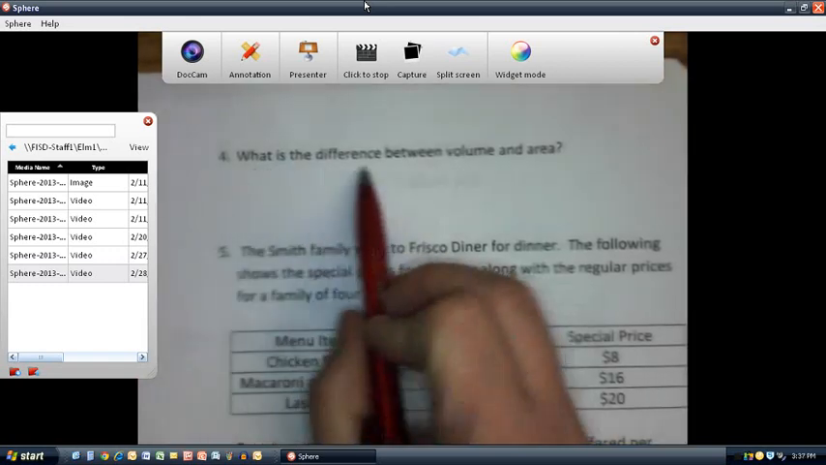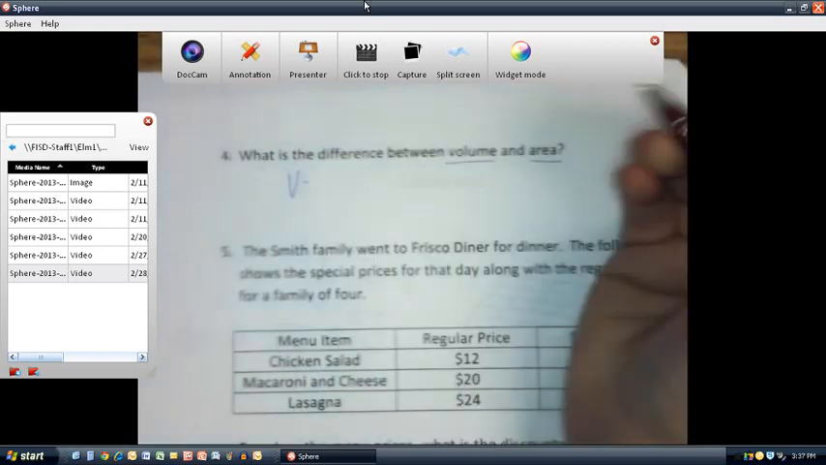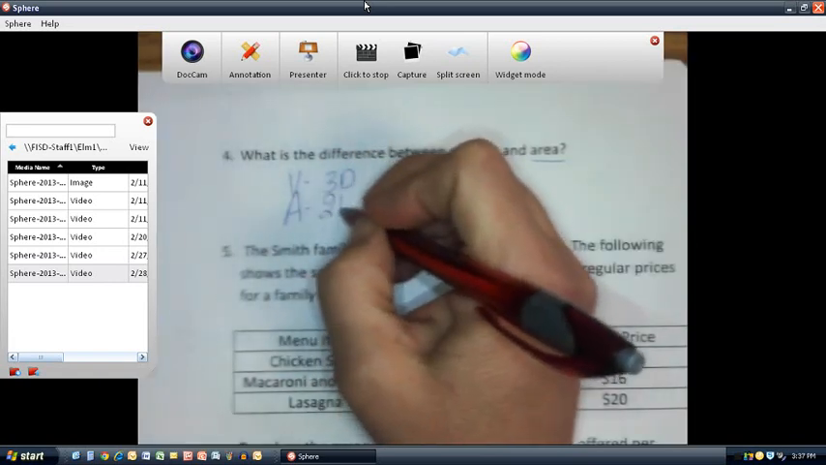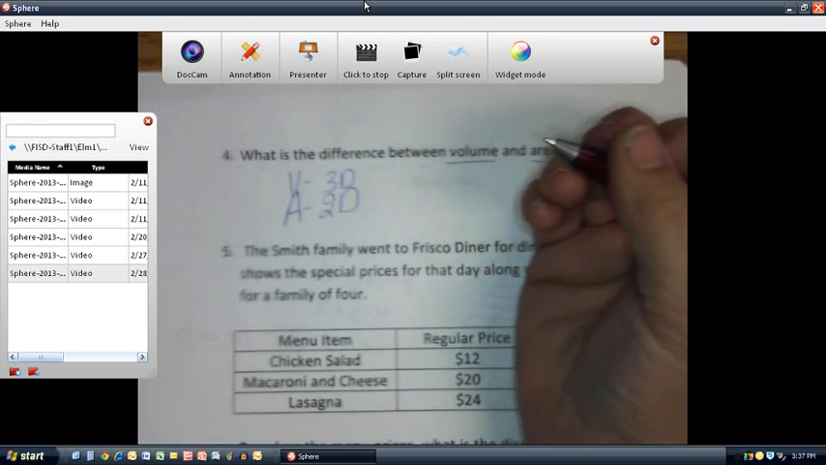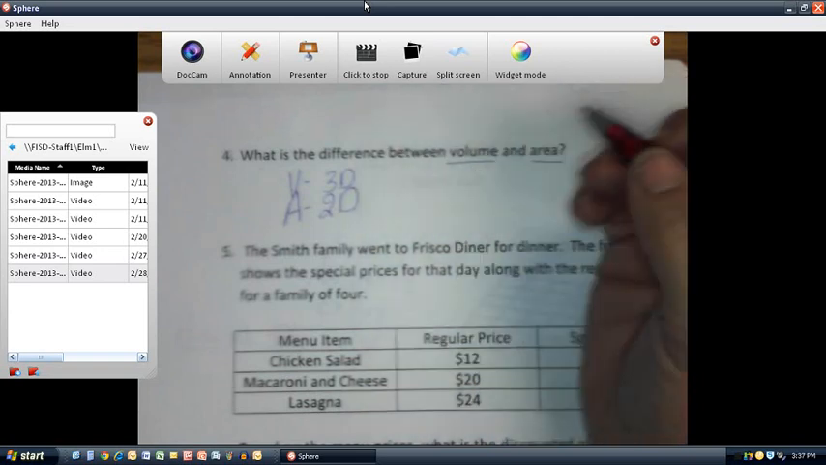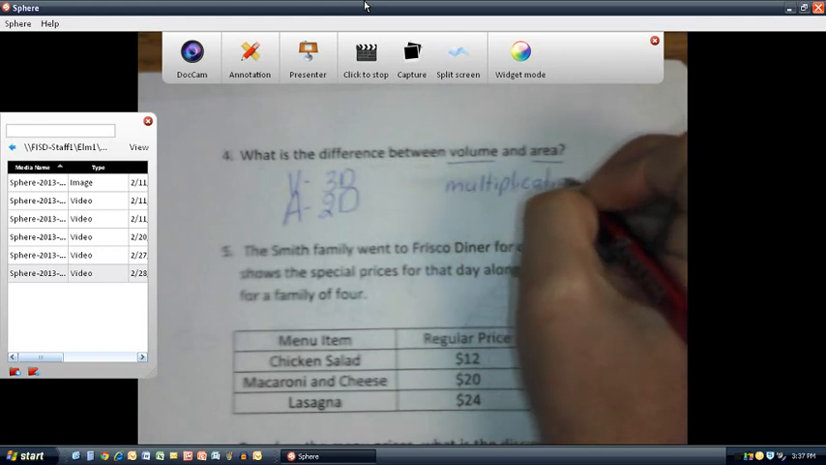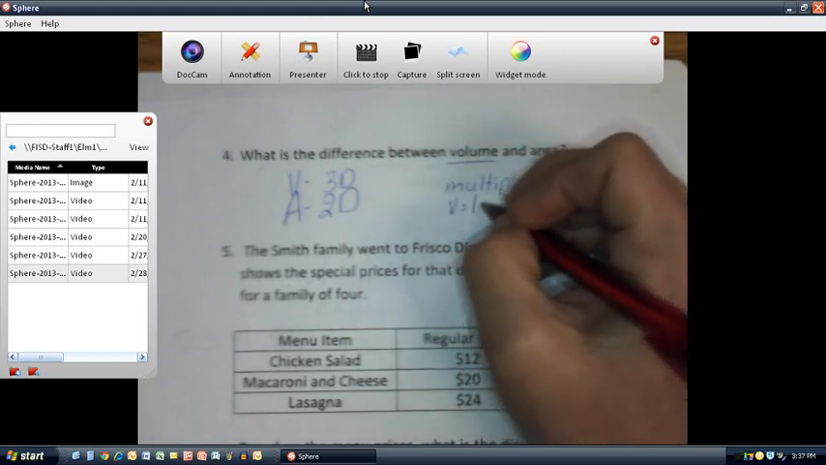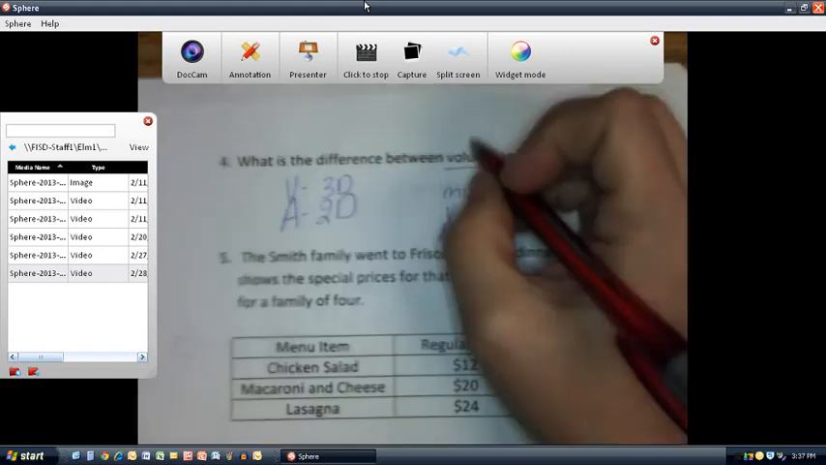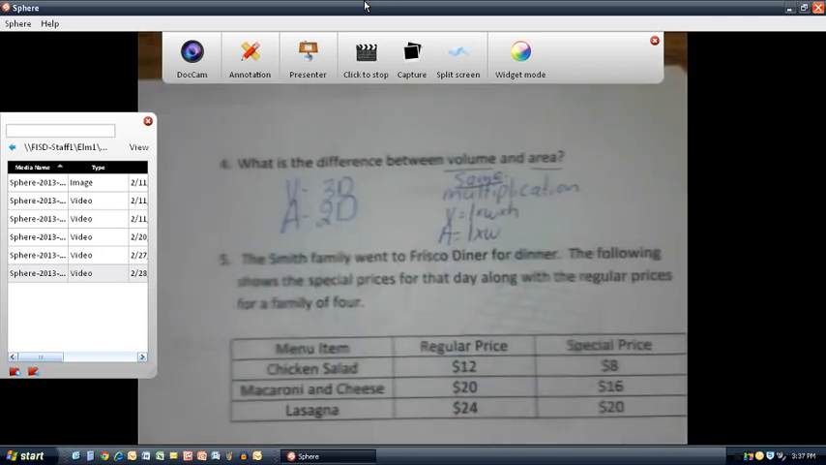Number 4 says, what is the difference between volume and area? The biggest difference is that volume is the inside of a 3-dimensional object, and area is the inside of a 2-dimensional object. The similarities are that both measure the inside of an object, and you use multiplication for both of them. For volume, length times width times height. For area, just length times width. But the main difference is one is 3D, one is 2D.